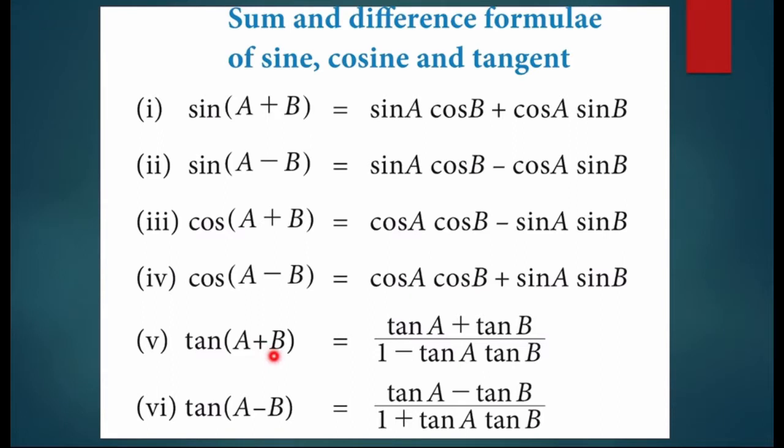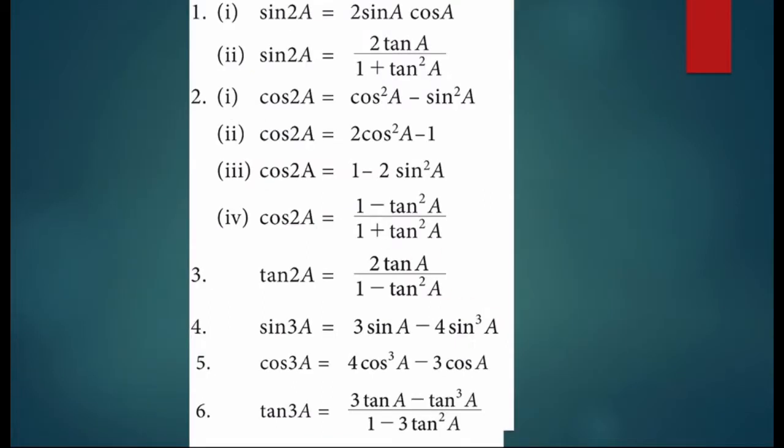Tan A plus B equal to tan A plus tan B divided by 1 minus tan A tan B. Tan A minus B is equal to tan A minus tan B divided by 1 plus tan A tan B. These are all known as sum and difference formulae. Sum or difference. These are all multiple angles formulae.